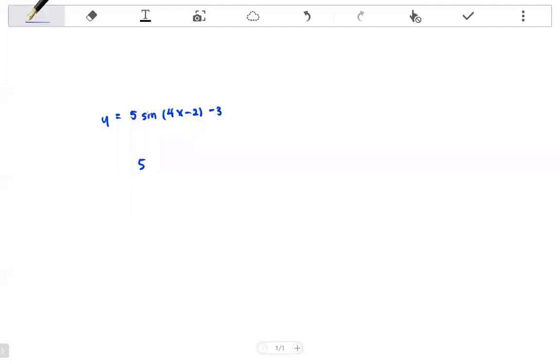5, right? Amplitude is A. So if it's A times sine of something, in this case A is 5, so 5 is our amplitude. Let's move on really quickly to our period.